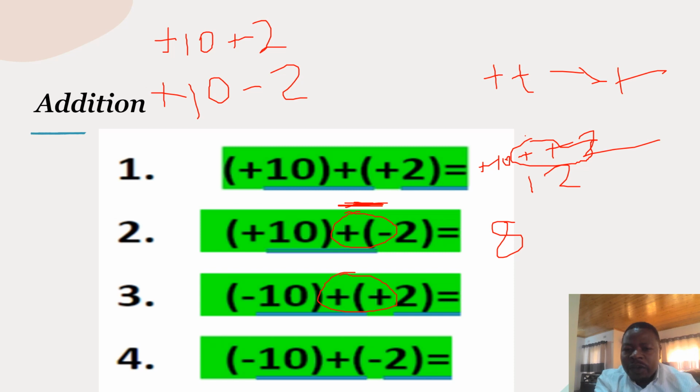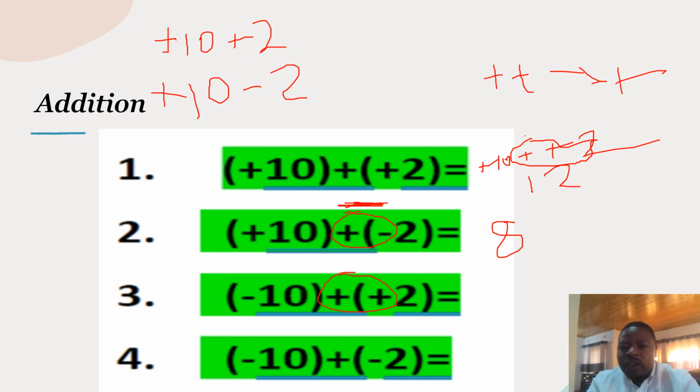What do we do? Even if there is a plus in between these numbers, we are not going to add. We are going to subtract. Why? Because the numbers have got different signs. So we subtract 10 minus 2 and we get 8. And the sign of the bigger number is negative, because 10 is having a negative there.